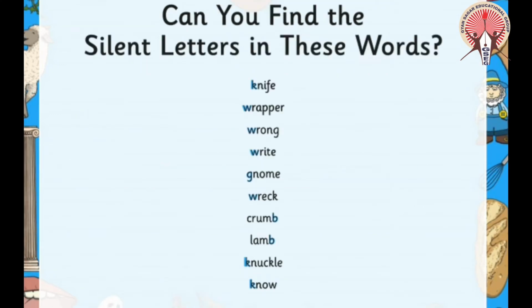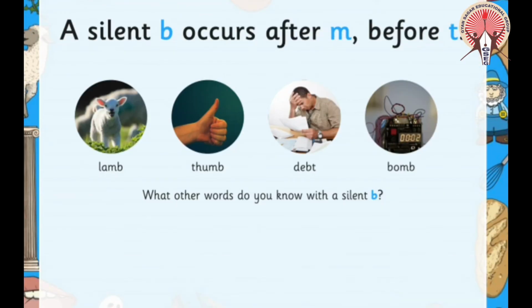Okay? Students, can you find silent letters in these words? Let us try to read them. Knife, wrapper, wrong, right, gnome, wreck, crumb, lamb, knuckle, no. In these words, K, W, G, B are silent. A silent B occurs after M and before T.